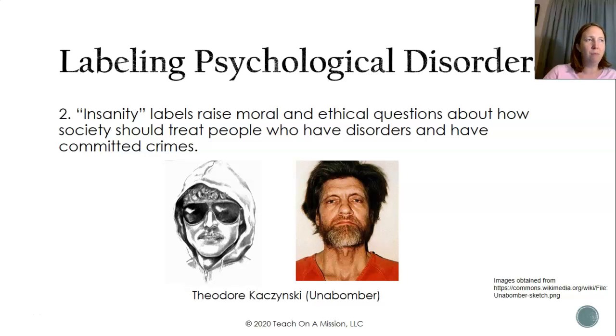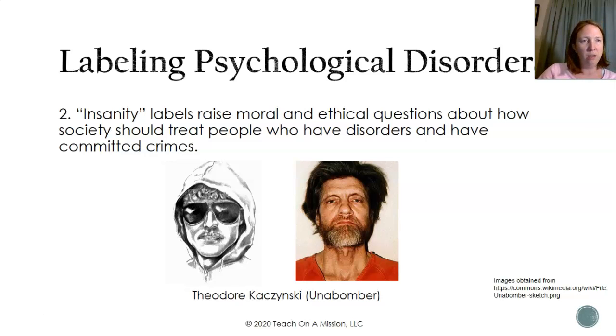Labeling someone as insane is actually a legal term. It is not a medical or even a psychological diagnosis. It is a legal term that means you cannot be held accountable for your actions due to a mental disorder. And that raises moral and ethical questions about how society should treat people who have disorders and have committed crimes. At what point should they be locked up in a prison setting? And at what point should they be allowed to seek treatment? And at what point should they be held accountable for their actions?